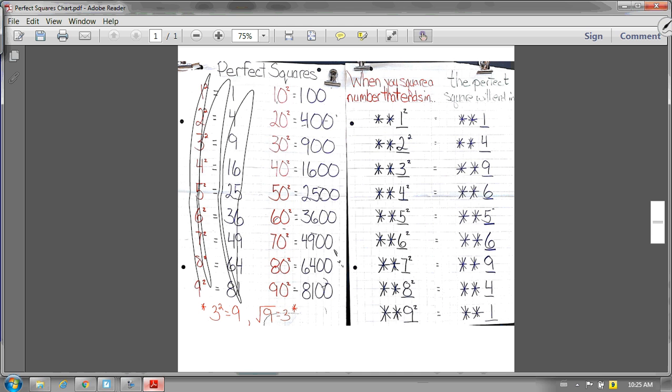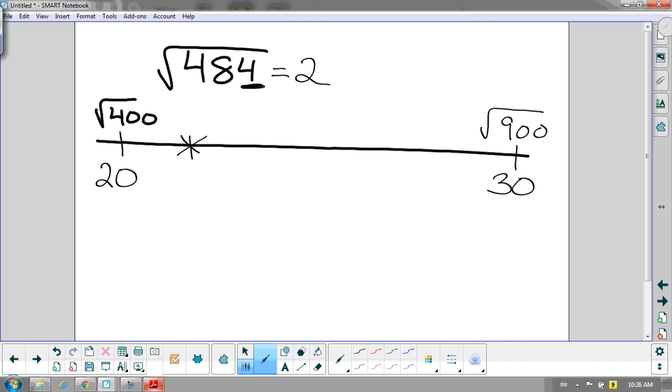And then we go back to our second chart. So if I want my last digit to be a 4, the only two numbers that I can square to give me a last digit of 4 is a 2 right here, or an 8 right here. Which means if we go back to our number line, the options are either 22 or 28.